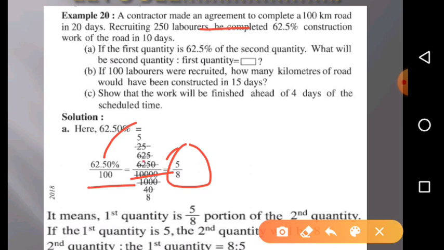Here at first it is divided by 10 and it is also divided by 10, it gets 625 and 1000. Next, after dividing 625 by 25 we get 25. After dividing 1000 we get 40. After dividing 40 by 5 we get 8. After dividing 25 by 5 we get 5. That means 5 by 8.